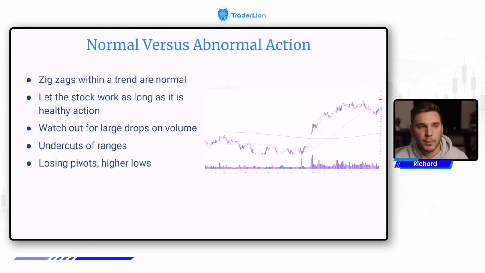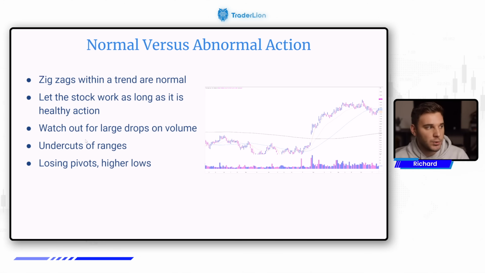Okay, so now let's talk about normal versus abnormal action. This is a phrase that I've taken from Mark Minervini, who talks about this a lot in his book. Basically, as I said before, zigzags are completely normal within a trend. It's just a part of market fluctuations, normal average true range movements. And we want to let the stock work as long as it's healthy action. We don't want to get stopped out by this normal up and down.